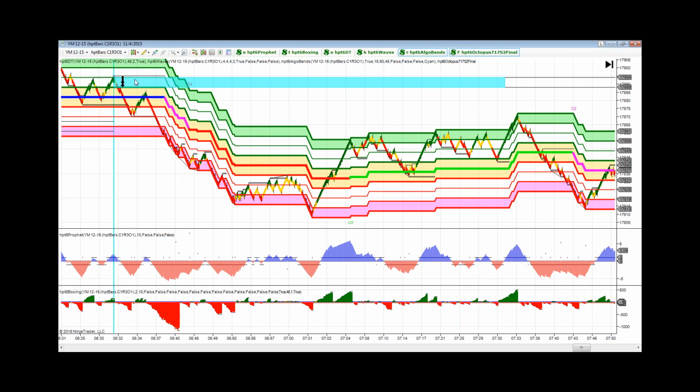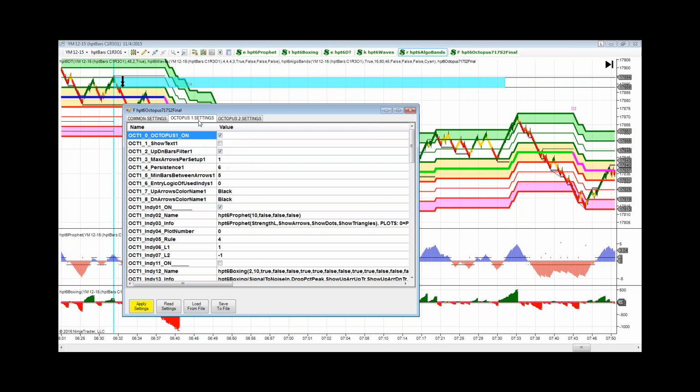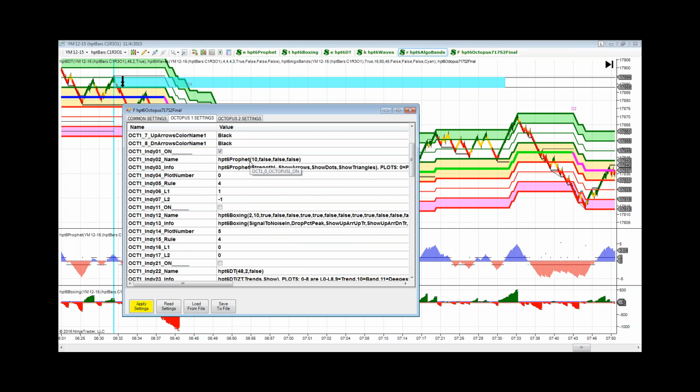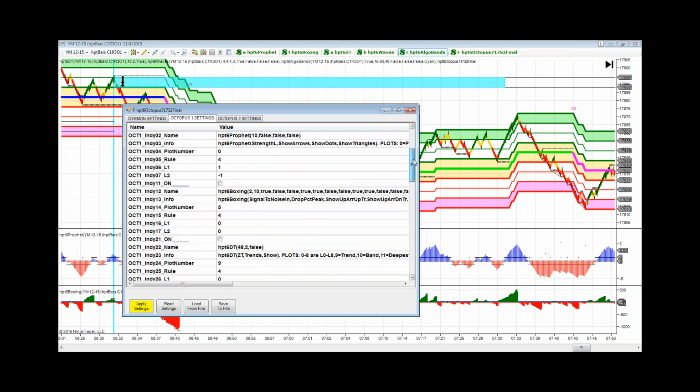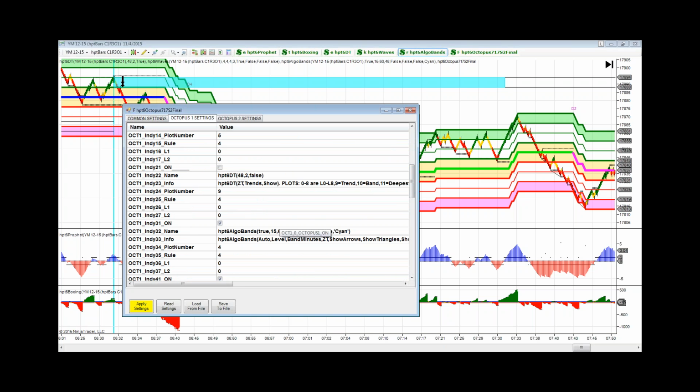Okay, now the way this template is working, I'll click back on it. We have Octopus 1 and Octopus 2. On the Algo Bands template, Octopus 2 is off. All right, Octopus 1 is on. It's using the profit indicator, above one or above for long, -1 or below for short, and it's using the algo bands. That's this band right here.